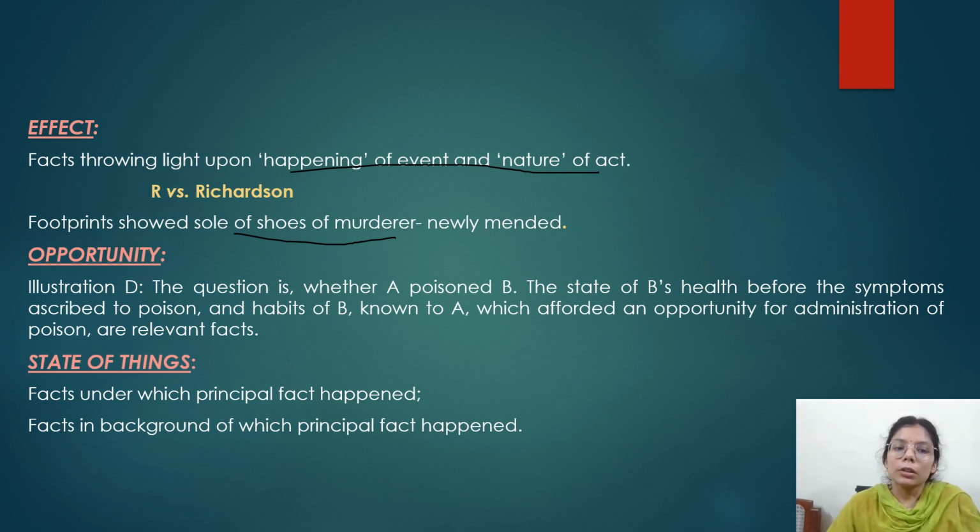Opportunity. This is one of the illustrations of the section itself. The question is whether A poisoned B. The state of B's health before the symptoms ascribed to the poison, and the habits of B known to A, which afforded an opportunity for administration of poison, are relevant facts. State of things: facts under which the principal fact happened, and the facts in the background of which the principal fact happened. If those facts actually facilitated the happening of the principal fact or the fact in issue, they would be considered relevant.